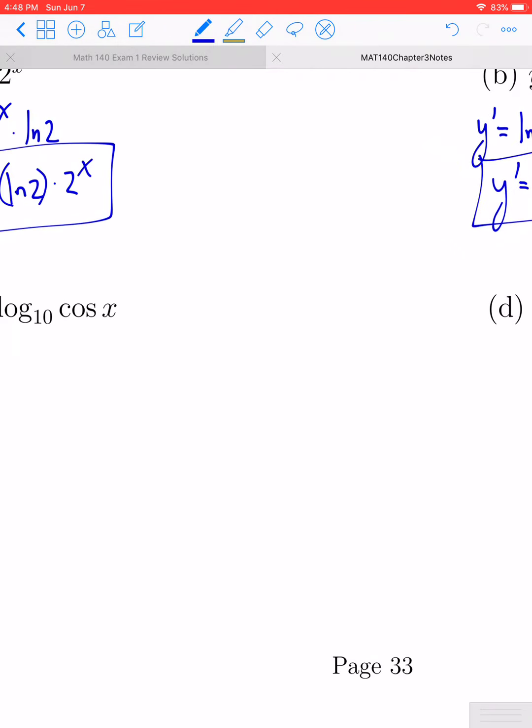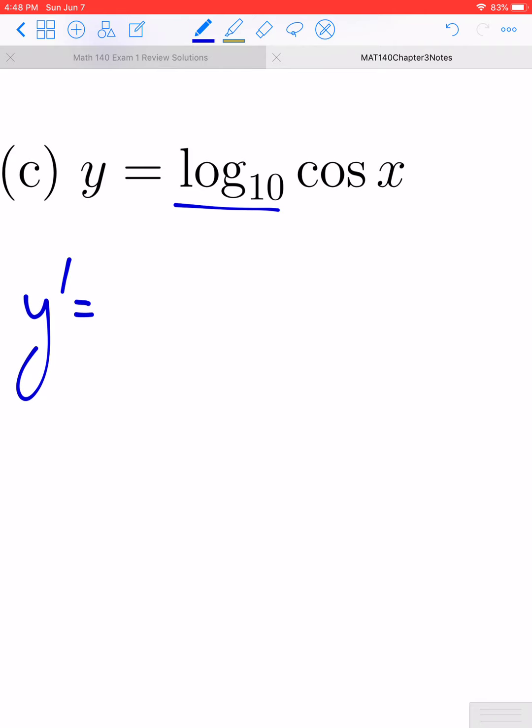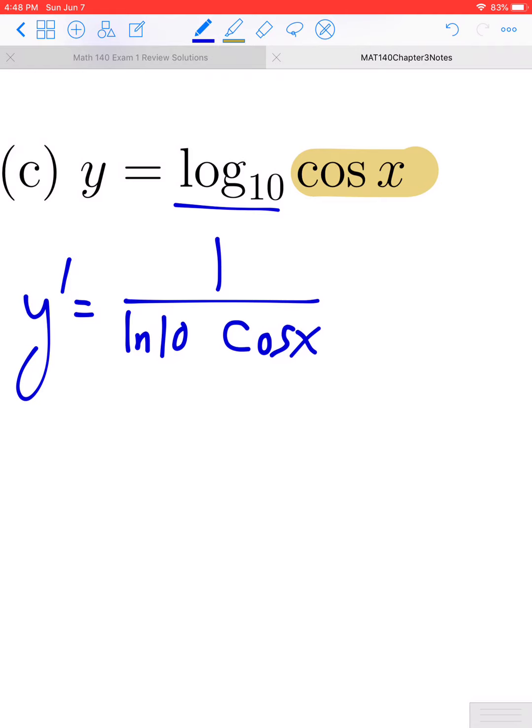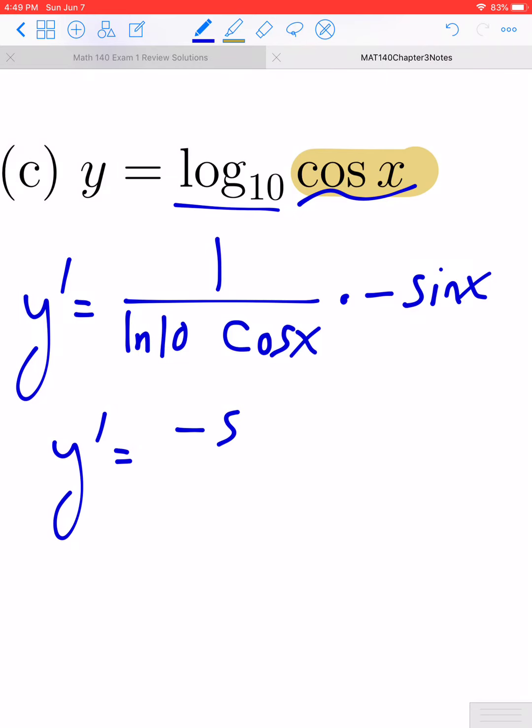Let's take a look at part C. We have log base 10 of cosine x. The derivative of a logarithm is going to be 1 over the thing on the inside. So it's going to be 1 over the cosine of x. If it was ln, it would just be that, but because we have log base 10, we also need to multiply by an ln of 10 in that denominator. And then from the chain rule, we need to multiply by the derivative of cosine. That's the inner function. The derivative of cosine is negative sine. So y prime is equal to negative sine of x over the ln of 10 times cosine of x.